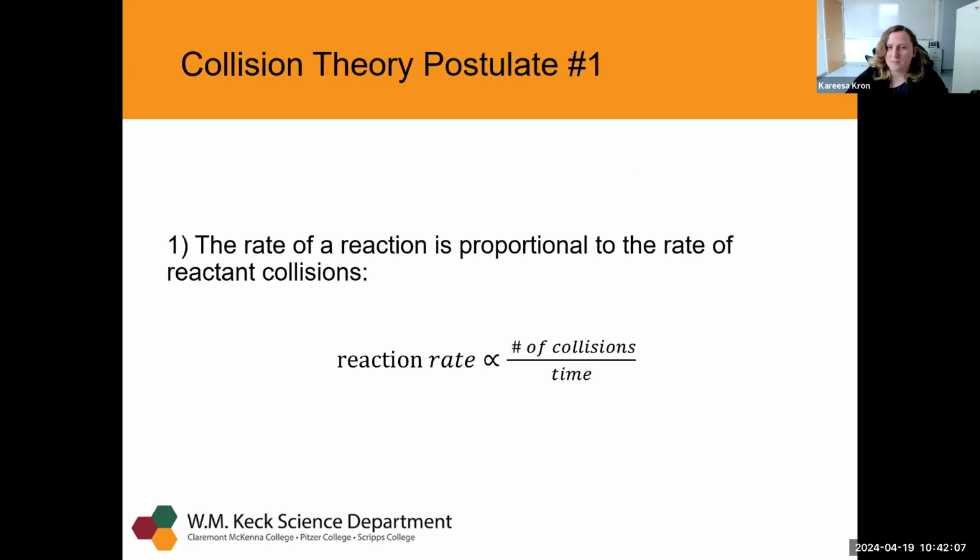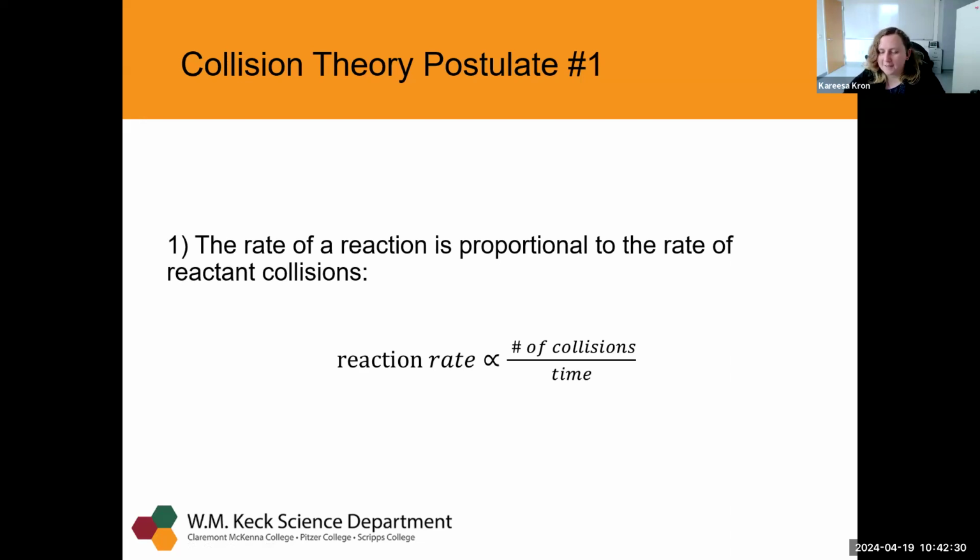So to start, we need to talk about what collision theory is and what the postulates of collision theory are. The first postulate of collision theory is that the rate of a reaction is proportional to the rate of reacting collisions. What this means is that if you have a bunch of chemicals in a beaker, the number of times a reaction will happen is based on how many times individual reactants run into each other.